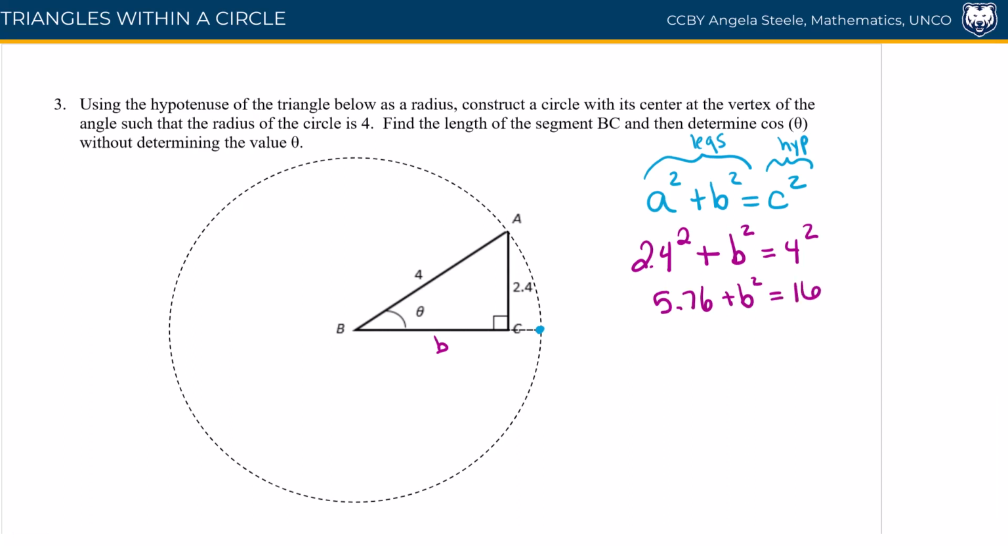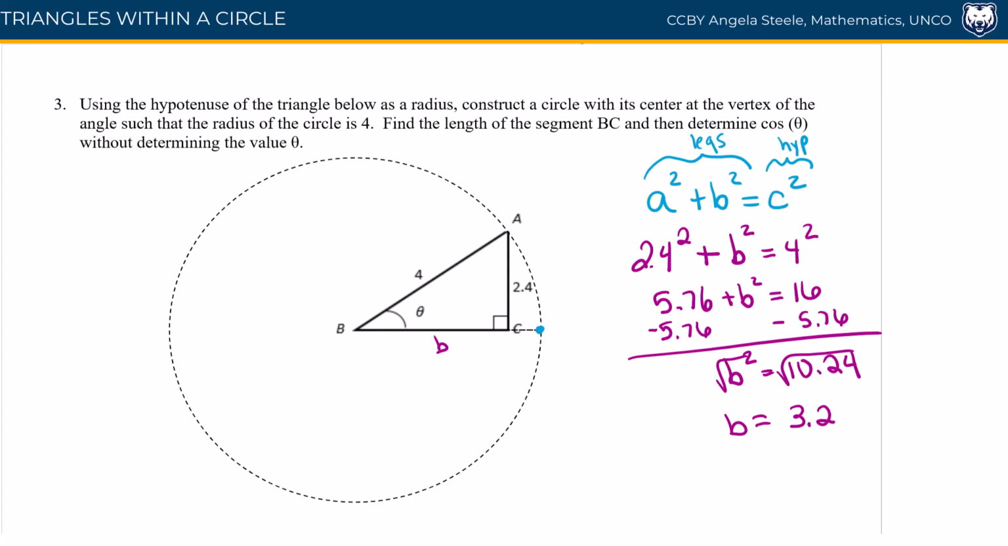And then because the 5.76 is added to b squared, we are going to undo that. So we are going to subtract 5.76. So we get b squared equals 10.24, and then don't forget we need to take the square root of both sides. So we get b is equal to 3.2.